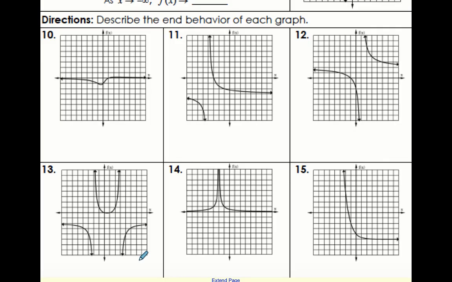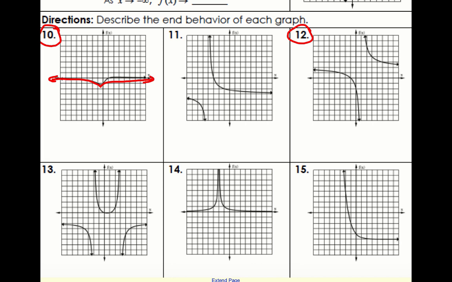Okay, now in these examples, I'm only going to pick on a couple of them because I want you to see that sometimes the end behavior doesn't always have to go towards infinity. So let's look at 2 of them. I'm going to look at number 10, and then I'm also going to look at number 12. When I look at number 10, I see that as I go towards negative infinity, my graph is getting horizontal. And on the right side, it also is getting horizontal. But it's not crossing that x-axis.